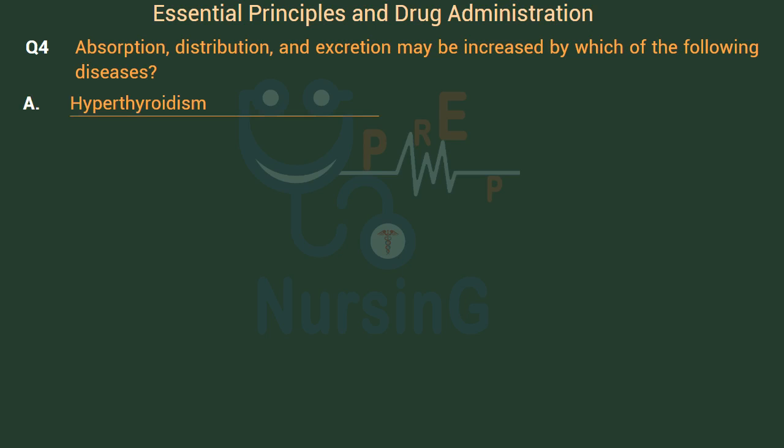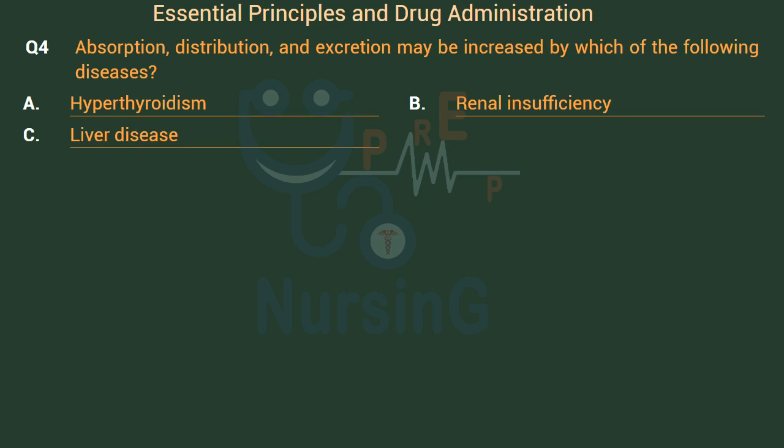Absorption, distribution, and excretion may be increased by which of the following diseases? Option A. Hypothyroidism. Option B. Renal insufficiency. Option C. Liver disease. Option D. Hypothyroidism. Right answer is Option A.